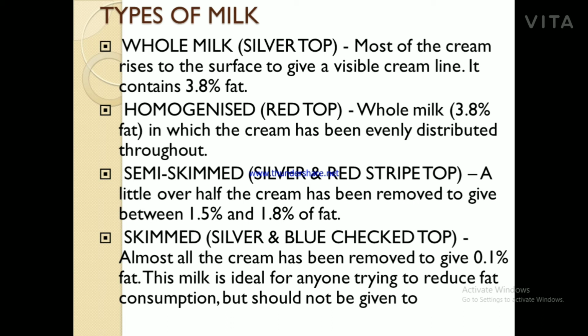Semi-skimmed milk: silver and red striped top. A little over half the cream has been removed to give between 1.5% and 1.8% fat. Skimmed milk: silver and blue checked top. Almost all the cream has been removed to give 0.1% fat. This milk is ideal for anyone trying to reduce fat.